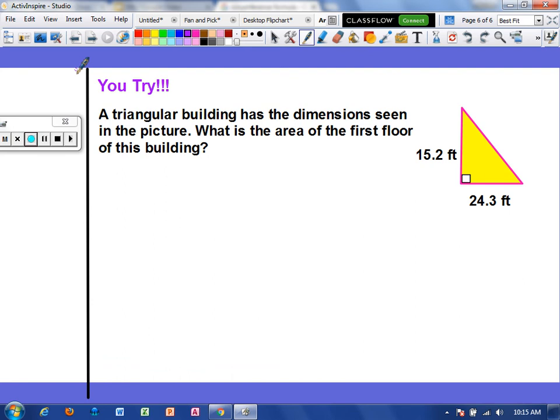Okay, now it is time for you to try. Go ahead and pause and draw this triangle. Okay, once you have the triangle drawn, make sure that you answer your question in Educanon. Make sure that you have written down all of your notes and shown all of your work, and bring those with you to class next class day.